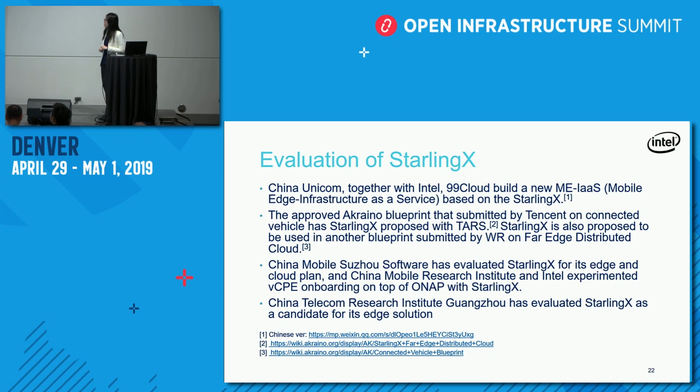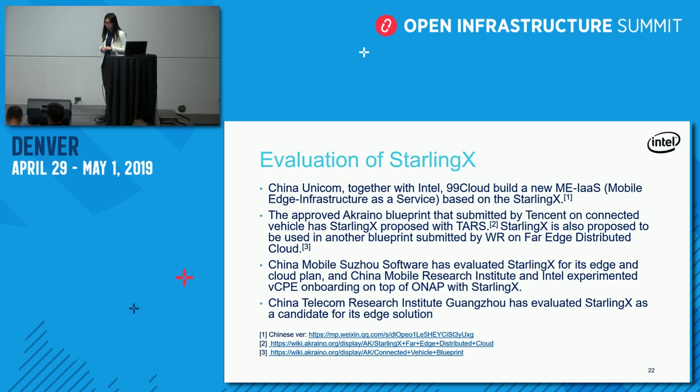I'm also going to talk about the evaluation of StarlingX. Since I'm based in China, I'm going to provide some information on what the Chinese companies are interested in with StarlingX. You can see that China Unicom, together with Intel and Atlantic Cloud, built a new MEIAS service based on StarlingX. We also have two Akraino blueprints I've mentioned before, one proposed by Tencent on the connected vehicle, the other proposed by Wind River on far edge distributed cloud. They're both putting StarlingX as a component inside.